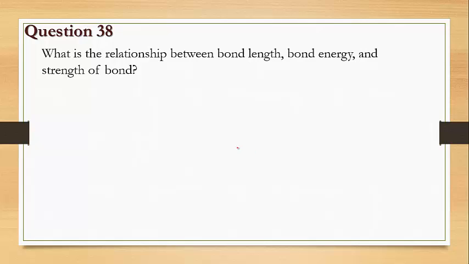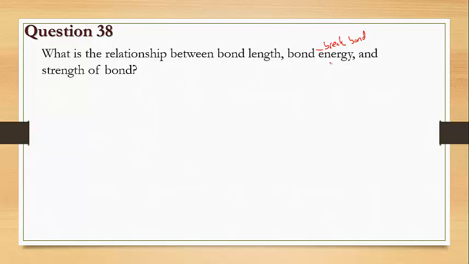All right, we're nearing the finish line here, video number 7, and we're going to go through questions 38 through 41. Starting off with the relationship between bond length, bond energy, and strength of bond. Bond length is just how long the bond is. What is the distance of the actual bond itself? Bond energy is the energy required to break the bond. How much energy is it going to take to do that? And then strength of bond is just how strong the bond is itself.